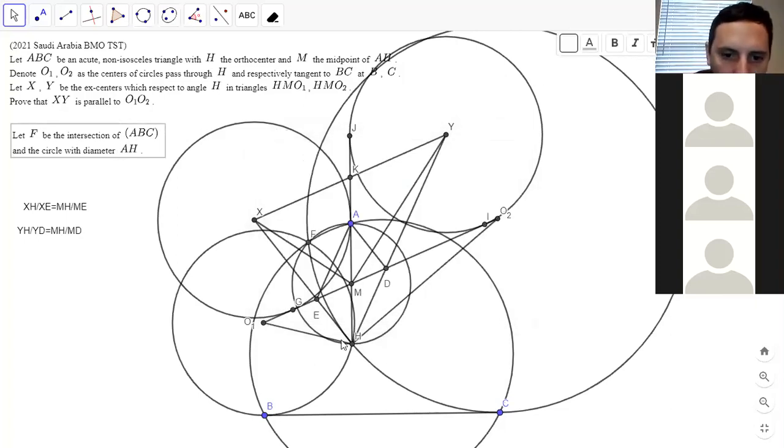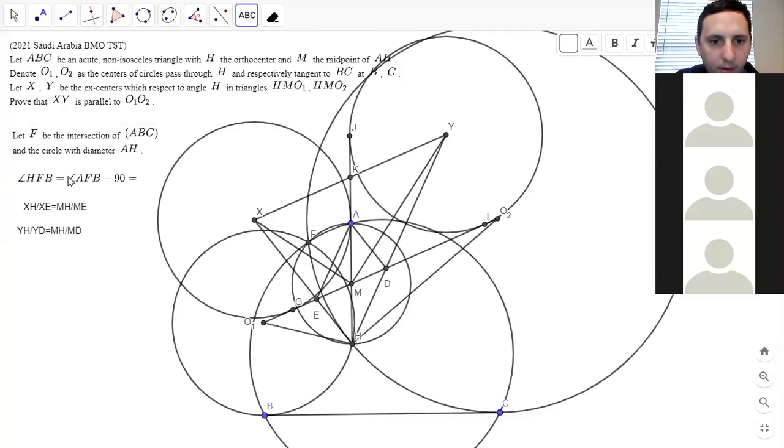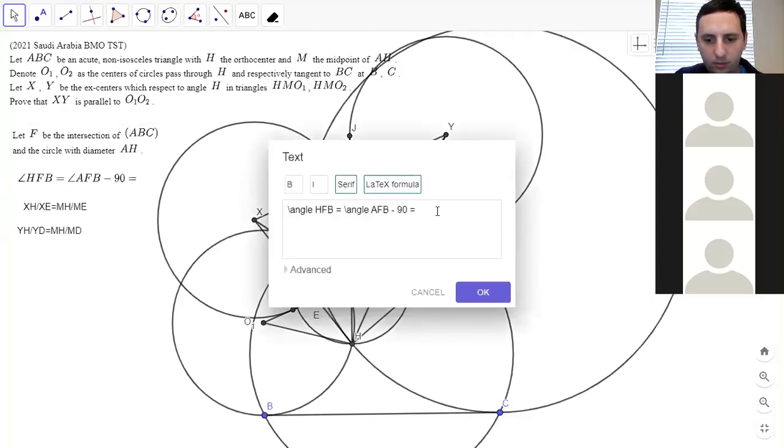And then basically we could try to show angle HBC equals HFB, right? So HBC is 90 minus angle C, and HFB, how do we calculate that? That's AFB minus 90. So we have angle HFB is equal to angle AFB minus 90, which is 90 minus angle C, which is angle HBC.